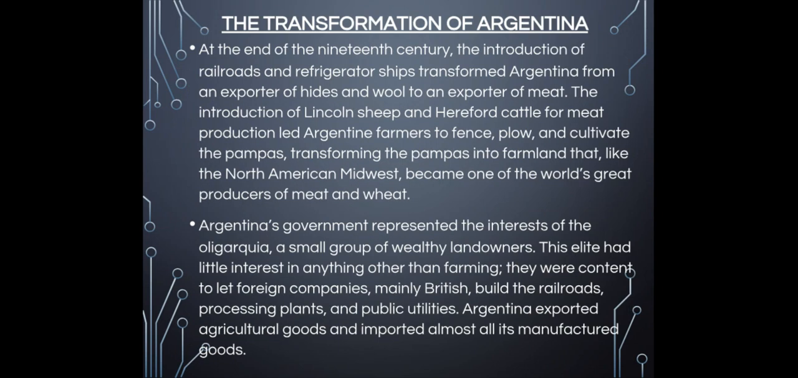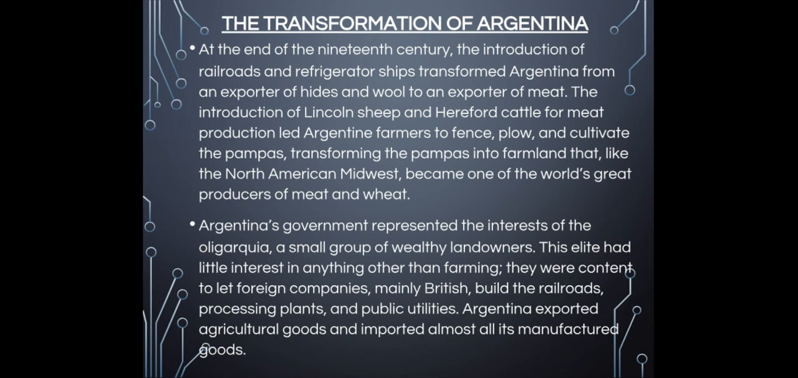So what we're going to see happening is transformations of Argentina and of Brazil. At the end of the 19th century, railroads and refrigerator ships transformed Argentina from an exporter of hides and wool to an exporter of meat. Specifically, we're looking at sheep and cattle. They became one of the world's greatest producers of meat as well as wheat.